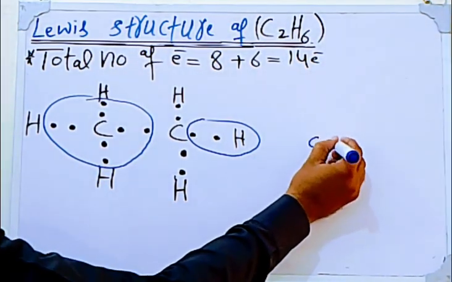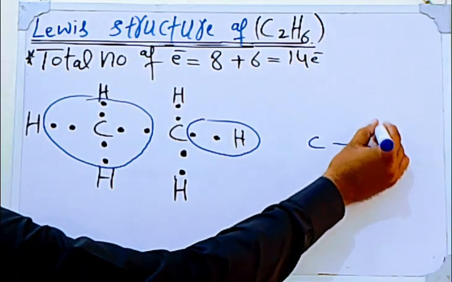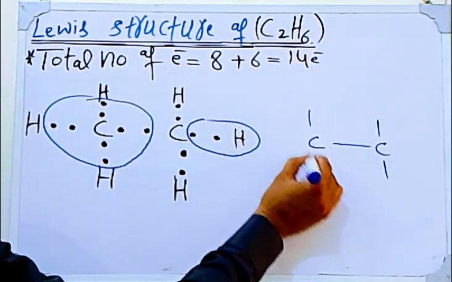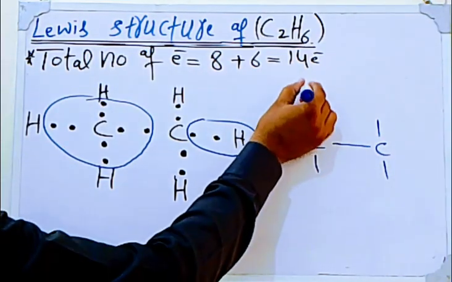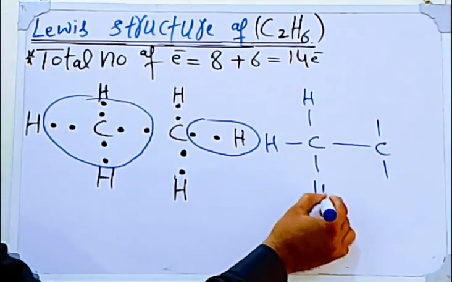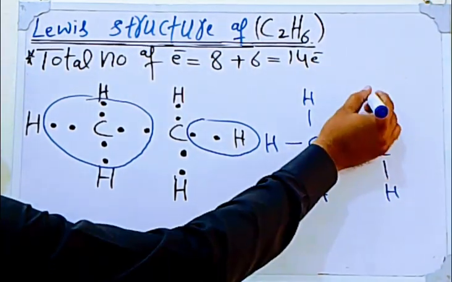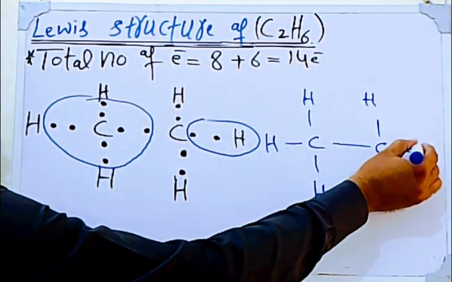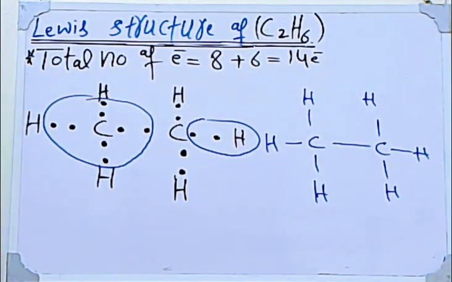And students, we treat all the bonds as single covalent bonds. Students, this Lewis structure is the best Lewis structure for ethane, which is C2H6.